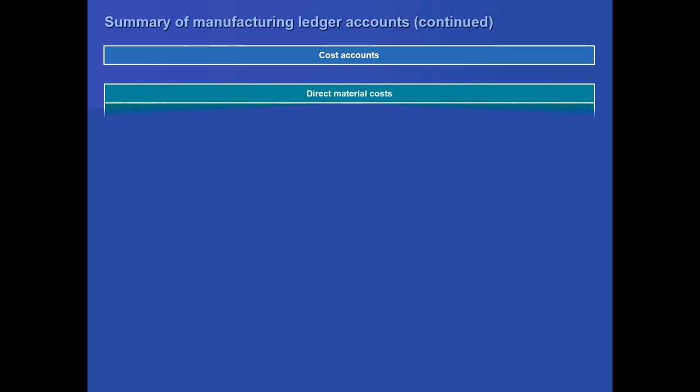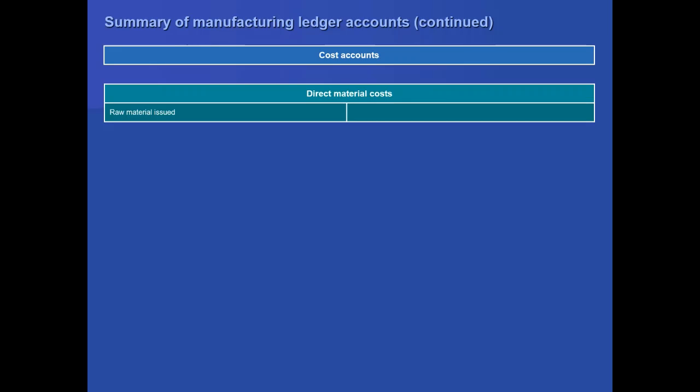So the cost accounts, we have the direct material costs. Remember in the previous slide of the nominal account section, we credited the raw materials issued account. Now we will have to debit direct material costs, with the contra entry being raw material issued. And now we have to get rid of this cost account at the end of the period.